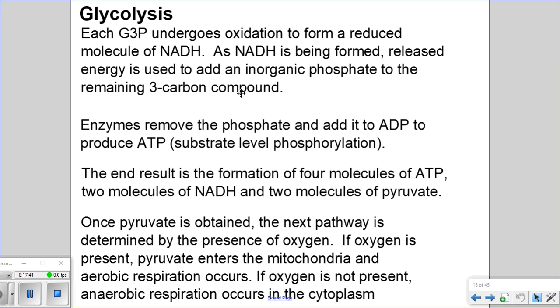Enzymes will then remove the phosphate that has been added on and add it to ADP to produce ATP. This is referred to as substrate level phosphorylation, and we'll have a look at this in a diagram. The end result is the formation of 4 molecules of ATP, 2 molecules of NADH, and 2 molecules of pyruvate. Once pyruvate is obtained, the next pathway is determined by the presence of oxygen. If oxygen is present, pyruvate will then enter the mitochondria and aerobic respiration occurs. If oxygen is not present, anaerobic respiration occurs in the cytoplasm.